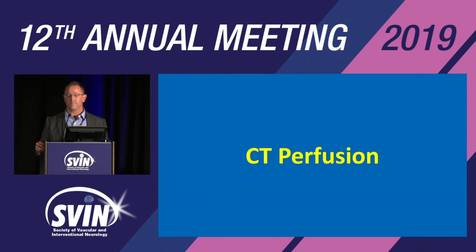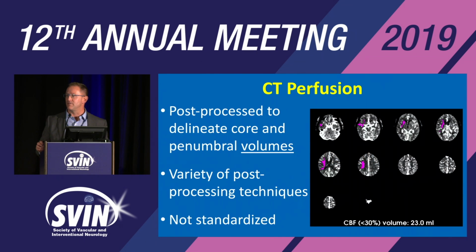CT perfusion. This has been used in more of the trials, and it does provide you with a quantitative volumetric estimate of core infarction. You basically perform a perfusion scan, and then you post-process the data to give you this volumetric assessment. There are different vendors and different ways to do it. This is one from RAPID that you can see here, and it's important to note that the volumes are not standardized between different vendors. So whatever you're using, you need to make sure that you understand it, and you understand that your core estimates are reproducible.